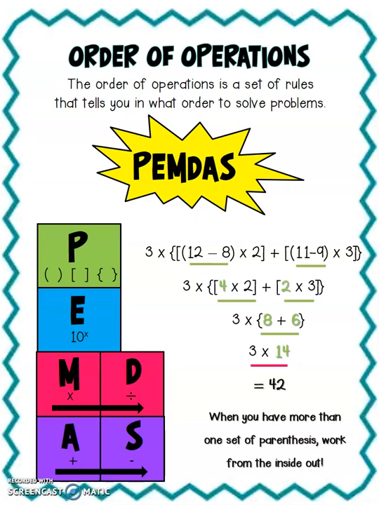Hopefully that helps you with any of your order of operations questions. Don't forget that silly sentence, Please Excuse My Dear Aunt Sally, as a way to help you remember all of the steps in the right order.